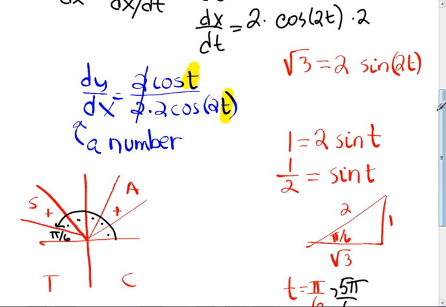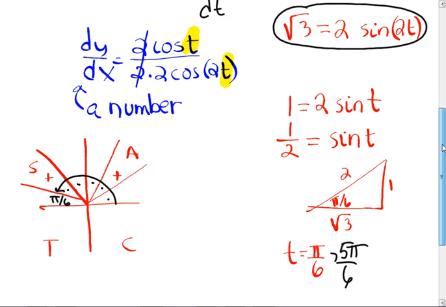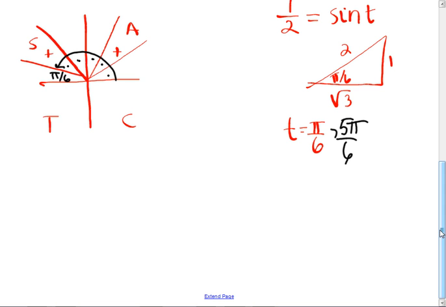Okay, so how am I going to do this one? Should I do first the square root of 3 equals 2 sine of 2t?